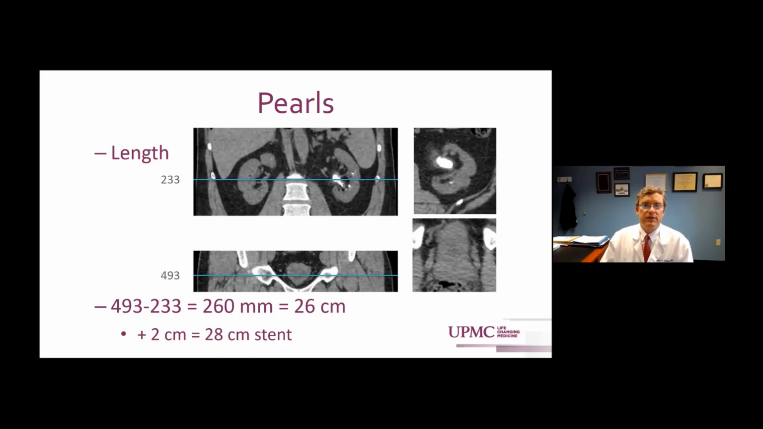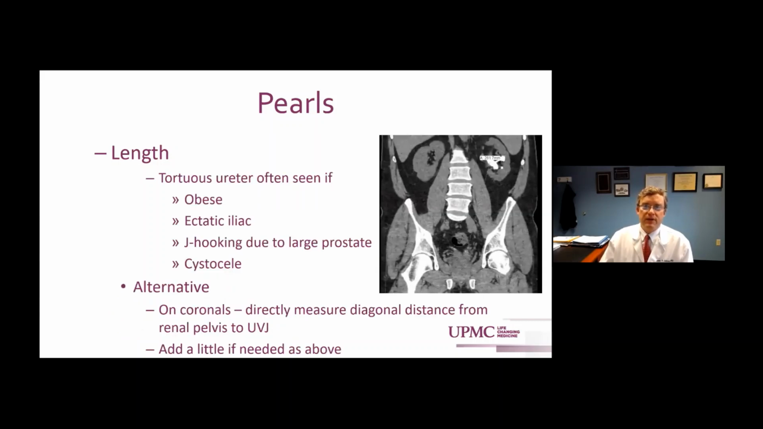Again, as I said, if the ureter is really tortuous, big ectatic iliac artery, the patient's obese, and it seems like it takes a more twisting course, J-hooking to a large prostate, that can really add a couple centimeters, cystocele. So those are all things to think about. Maybe you need something longer.